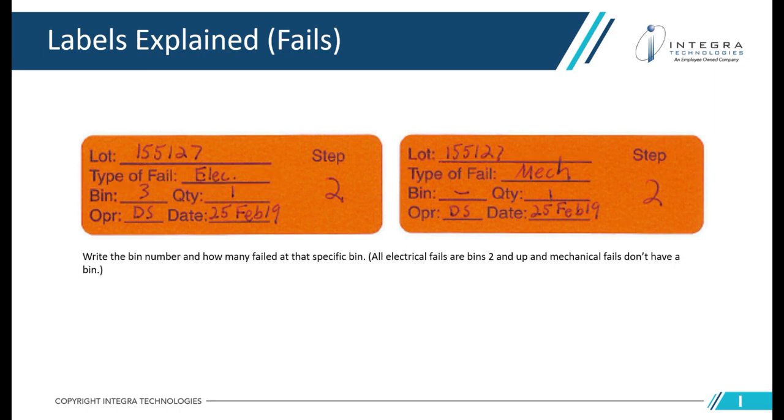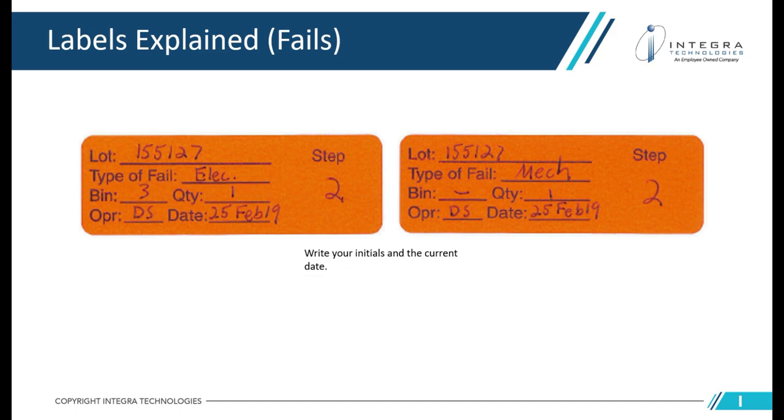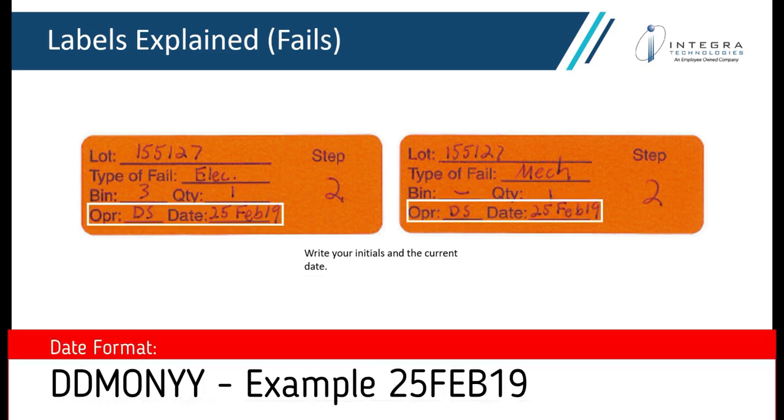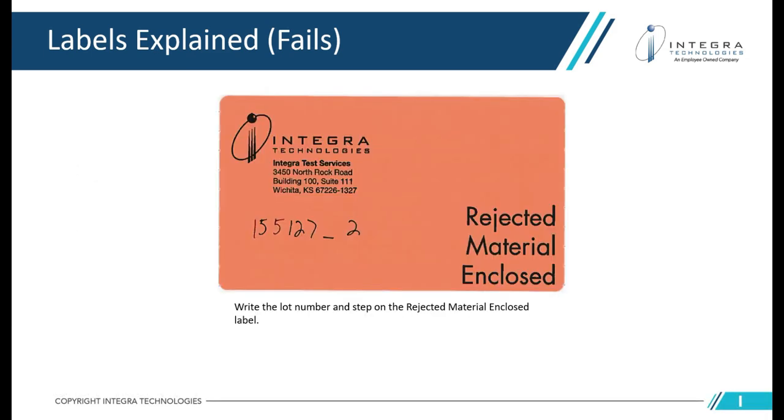Next, you'll need to write down the bin number and how many failed at that specific bin. All electrical fails are bins 2 and up, and mechanical fails don't actually have a bin number, so you would leave it blank. Lastly, write your initials and the current date. Make sure to write the date in the correct date format.